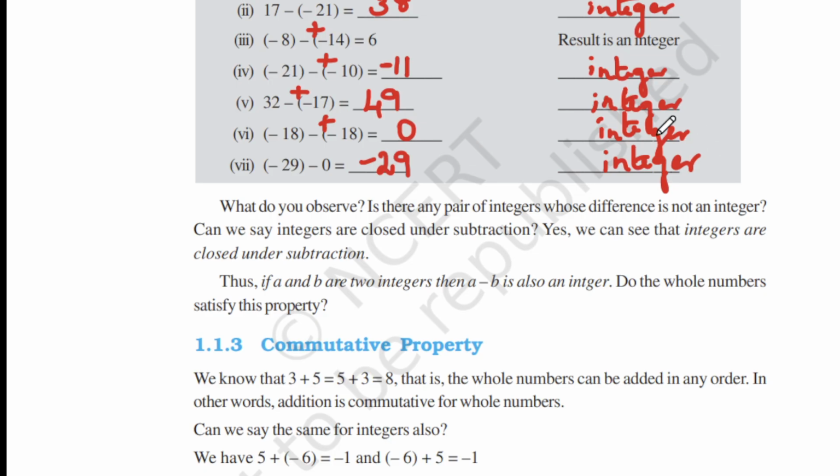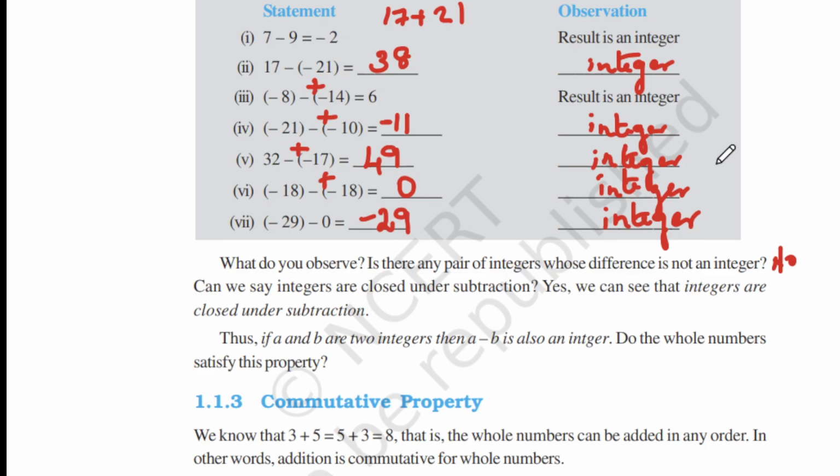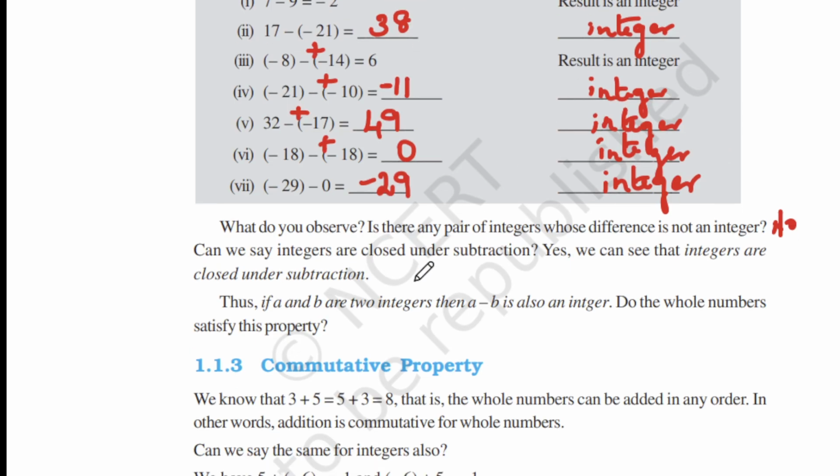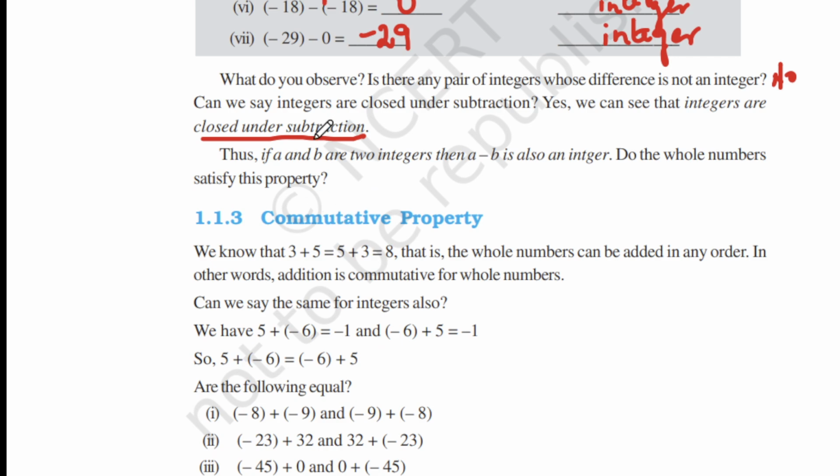Okay, so what do you observe? Is there any pair of integers whose difference is not an integer? No, because we got all the numbers as integers. So we can say integers are closed under subtraction. Yes, integers are closed under subtraction. Thus, if a and b are two integers, then a minus b is also an integer.